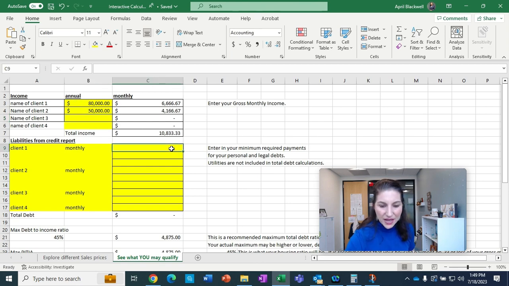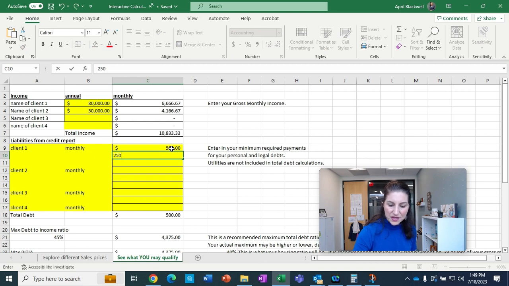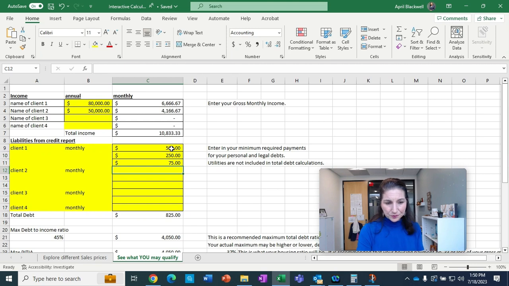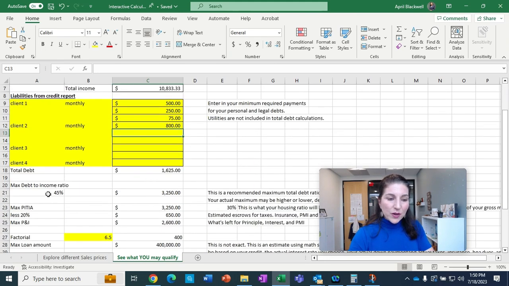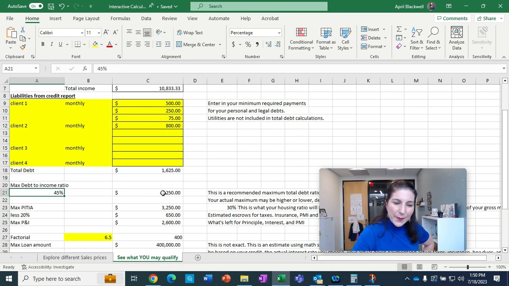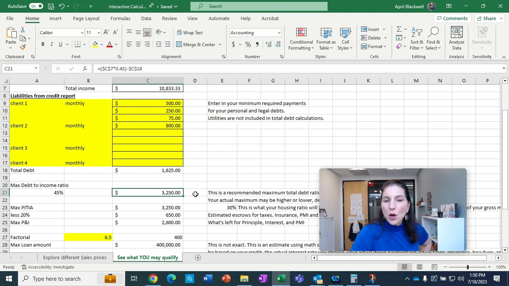Now, let's just say you have a car payment of $500, student loans of $250, and a credit card of $75, and your buddy has a bigger car payment, but that's all he has. So here again, we have a recommended ratio of 45%. That means this payment of $3,250 is the maximum recommended mortgage payment: principal, interest, taxes, insurance, and PMI.